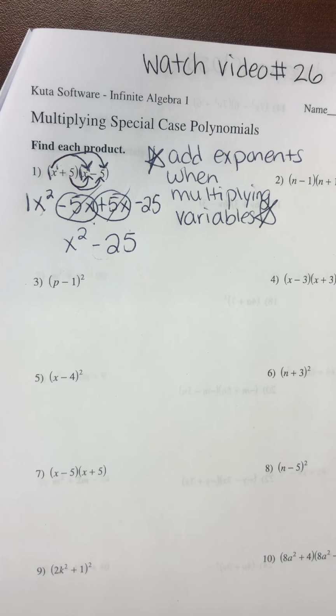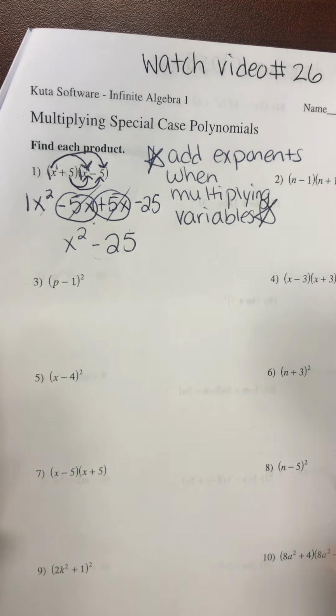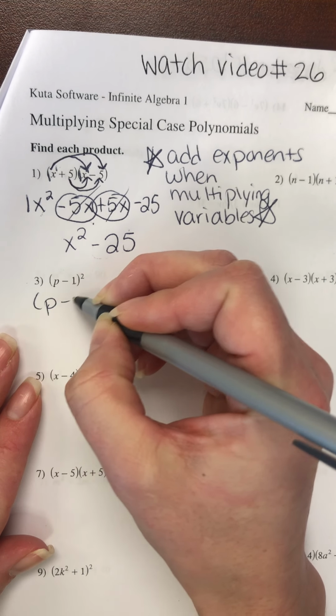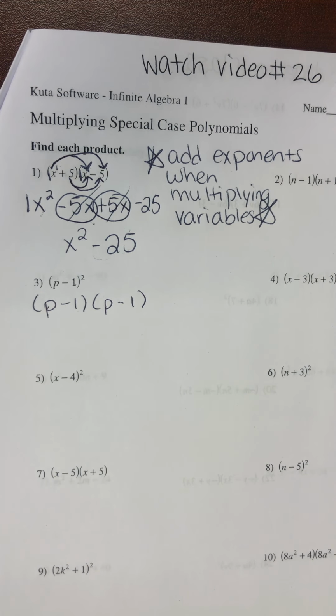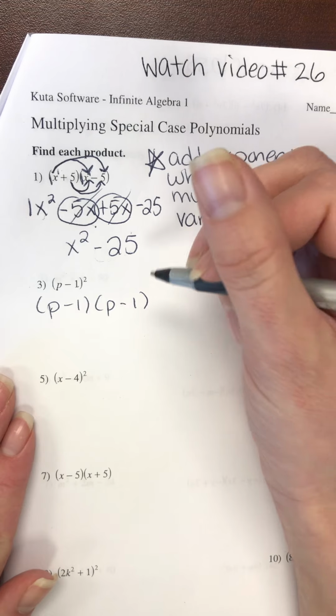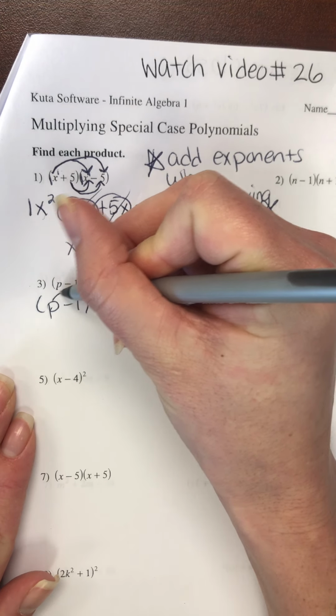All right, number 3 is a little bit different. So this time it says p minus 1, the whole quantity squared. So a lot of time what students want to do is they want to just take each of these and square them. That is not the case. So when we are squaring any term, we are multiplying that term by itself. So you have to write this out twice. Don't just say p squared and then negative 1 squared. That is not the case. So now that we have written it out 2 times because we're squaring, we do our double distribution.